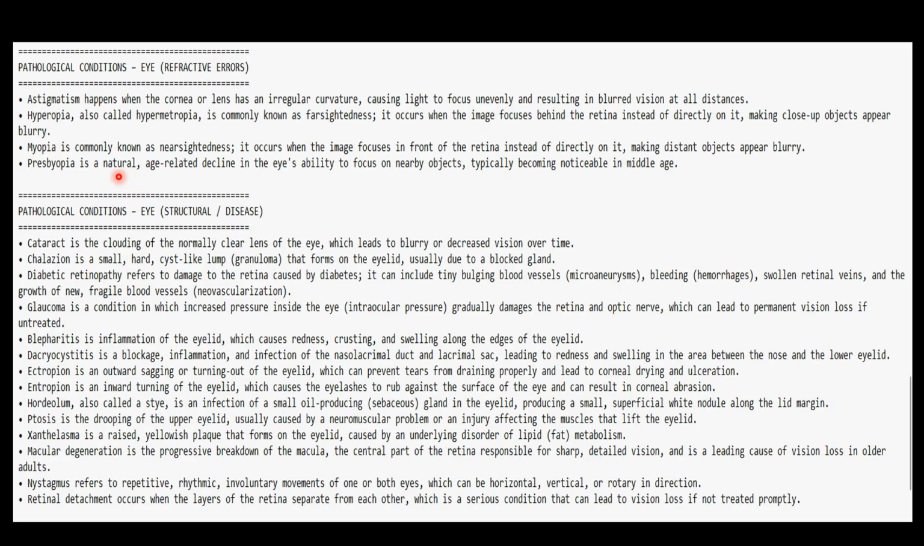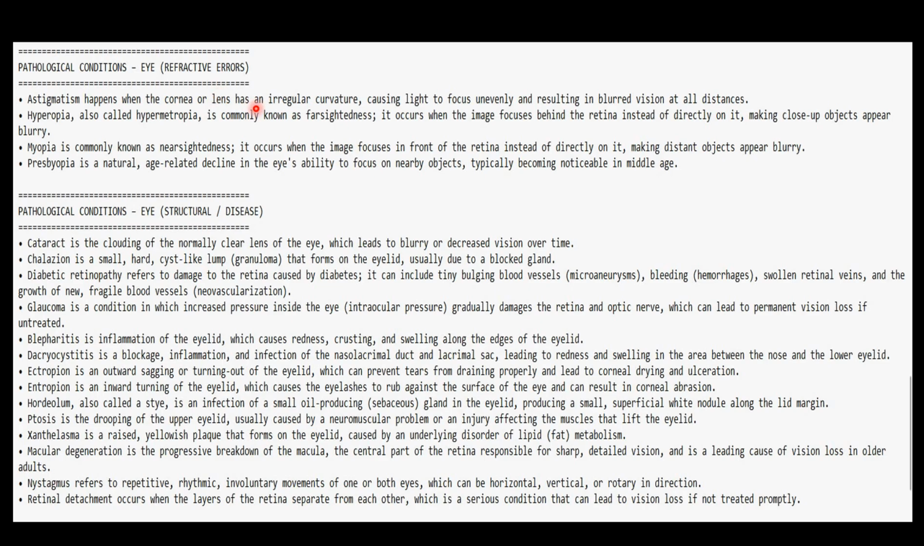Then we have presbyopia, which is a normal natural thing, an age-related decline in the eye's ability to focus on nearby objects, typically becoming noticeable in middle age. So at middle age, I lose the ability to focus on nearby objects, which leads to blurriness that is mainly noticeable in middle age. Clear? So these are all the pathological conditions for eye refractive errors.